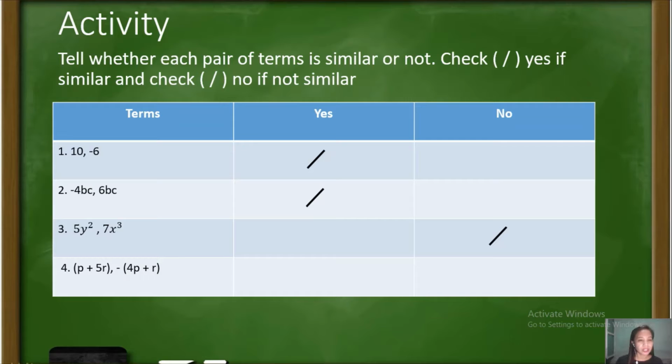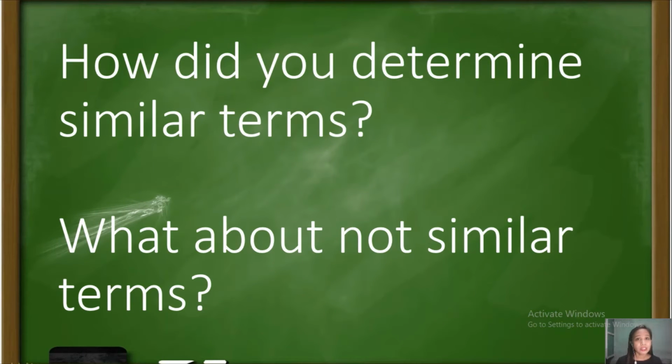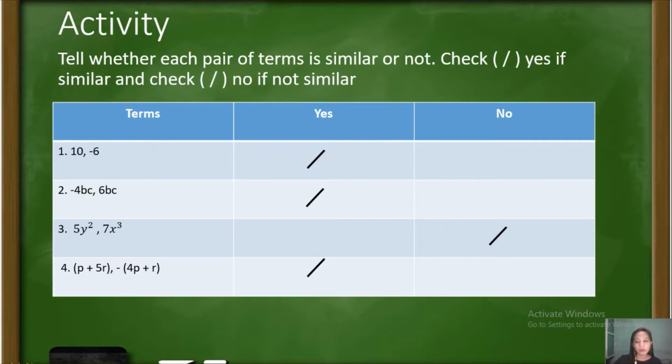For the first expression, yung variable is p and r. And also for the second expression, the variable is p and r. So therefore, they are similar. So, we have here the questions. How did you determine similar terms? And also, how did you determine the not similar terms? How did you know?